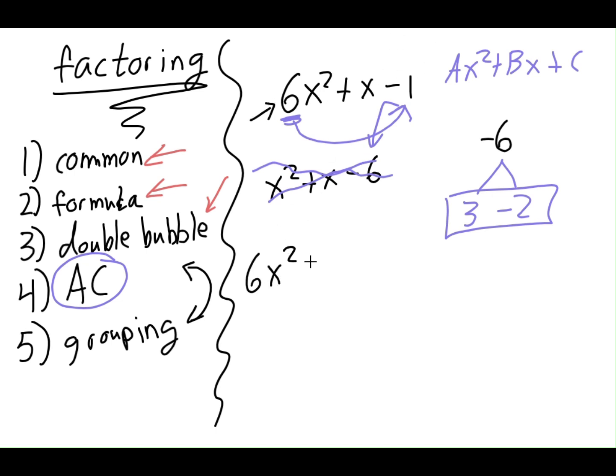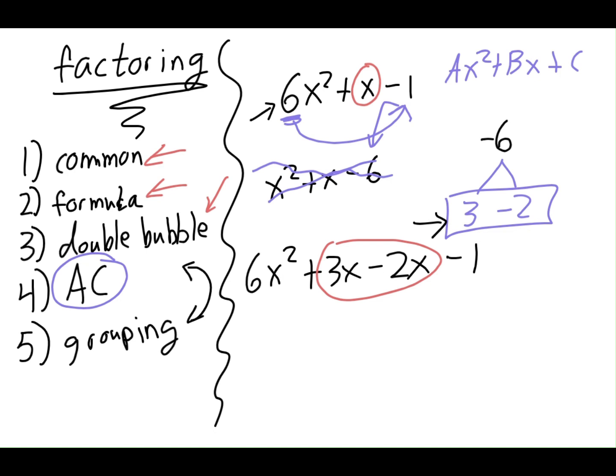So we have 6x squared plus x. But if you remember, the 1 can be rewritten as 3 minus 2. So let's do that. We have 3x minus 2x. We broke it up in a very specific way to make this work, minus 1. We just replaced this x with 3x minus 2x. And we know that'll work because, hey, we looked for two numbers that makes that work.